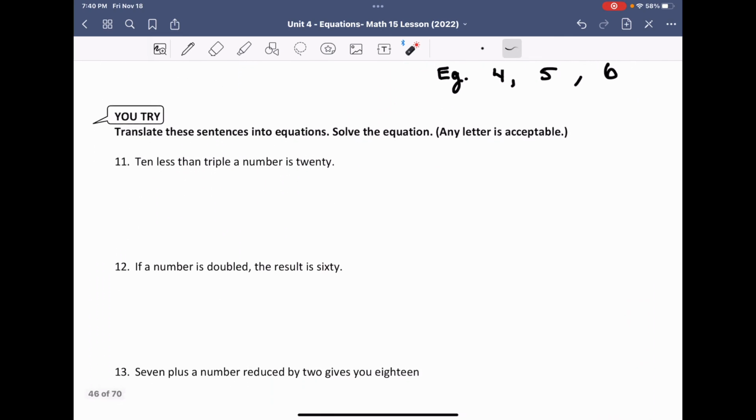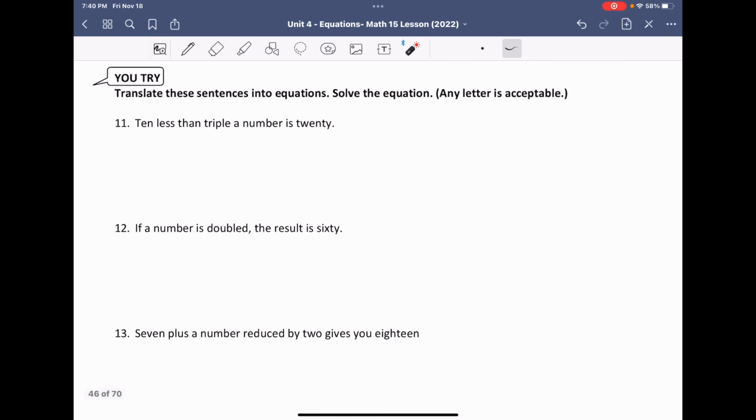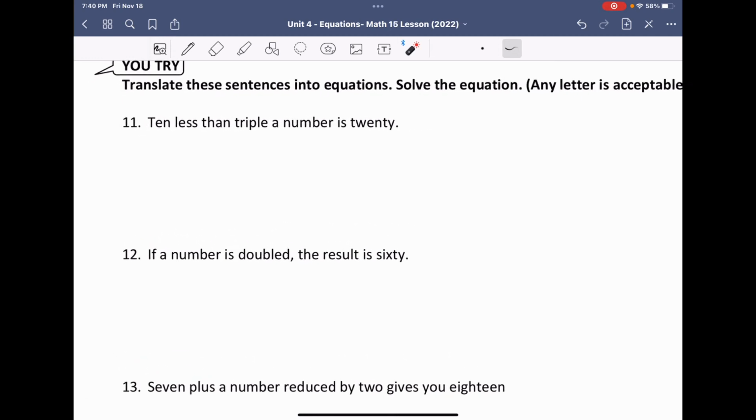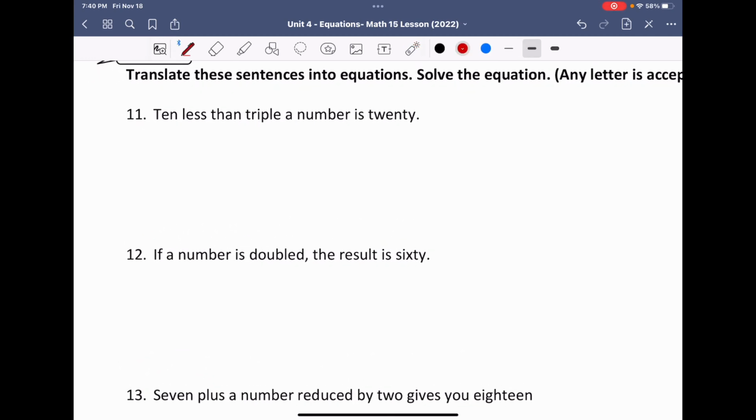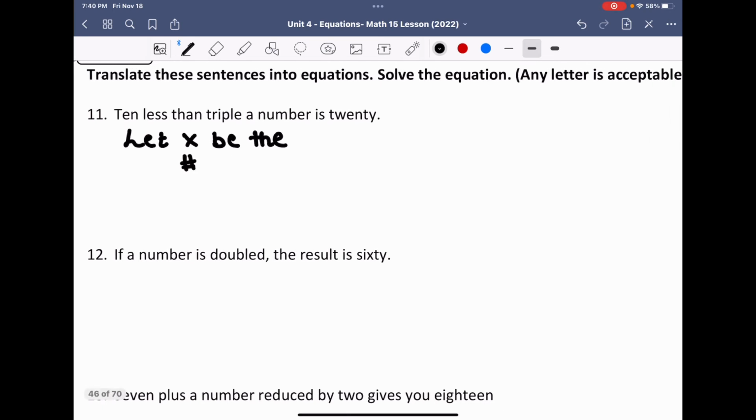Okay, now let's try a couple examples where we have to convert things from sentences into actual equations and solve them. So let's look at the first one here. 10 less than triple a number is 20. 10 less than triple a number. Well, whatever this number is, let x be that number. So if x is this number, they say 10 less than triple. This means I'm going to go 3x minus 10, or triple some number minus 10 must be equal to 20.